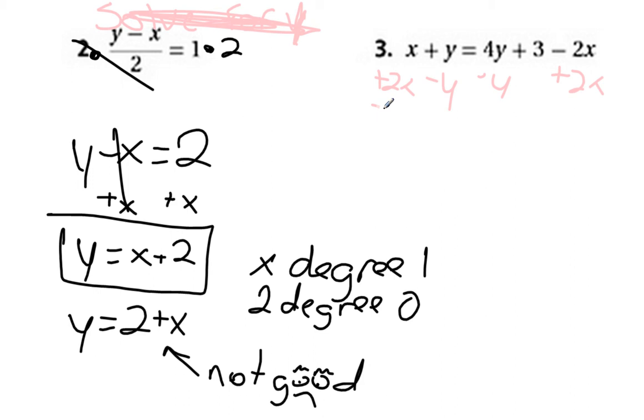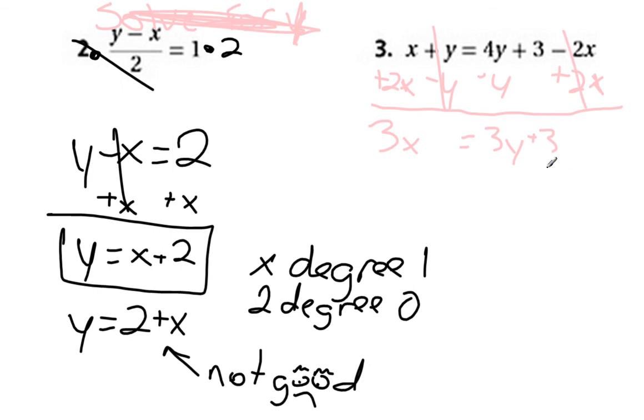And let's just do that for now. So this is bad handwriting. I need to practice or remember how to do this. So x plus 2x is 3x. Y minus y cancels out. 4y minus y is 3y. We didn't do anything with the 3, so that gets to stay. And negative 2x plus 2x, that cancels out.